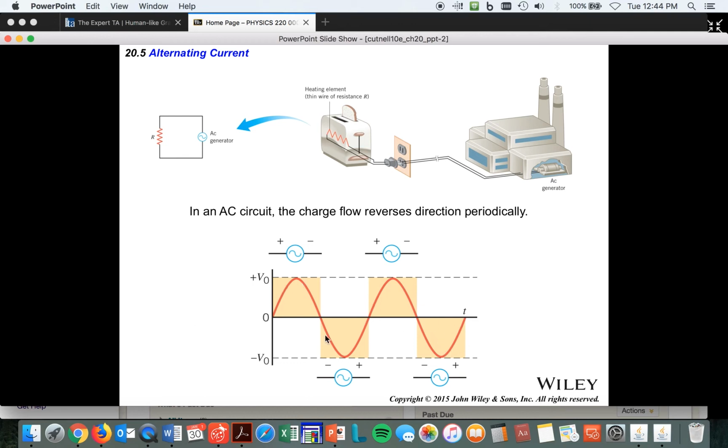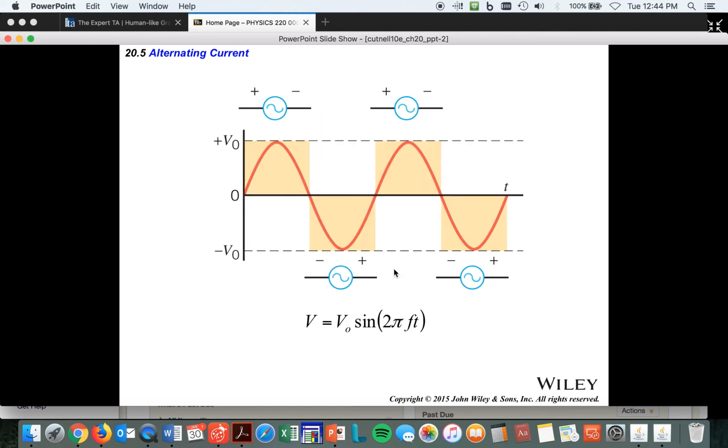So it follows a nice little sine curve, and the voltage at any time is equal to the maximum voltage V naught times the sine of 2 pi times the frequency. We run at a frequency of 60 hertz, and I think overseas they run at 120, so they double it. So when you come back from overseas and land at, you know, JFK, it always seems a little bit fuzzy because your eye actually picks up that frequency difference.